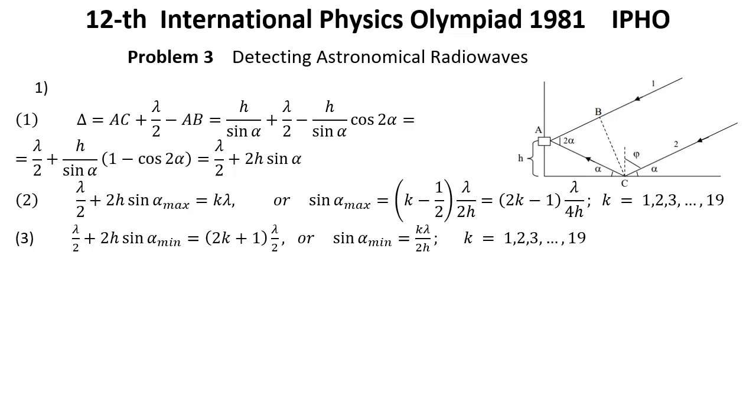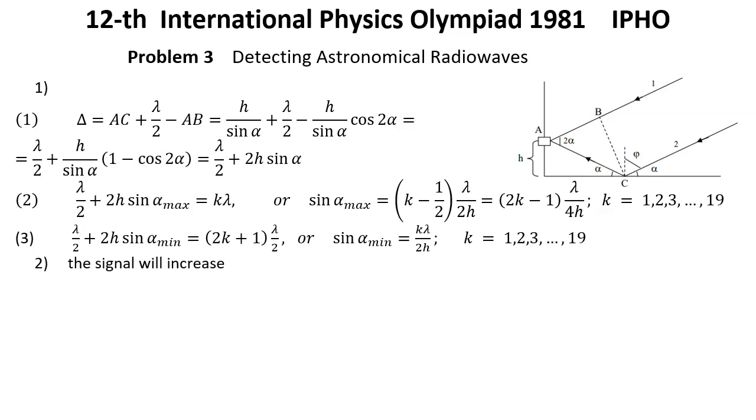Question number 2. Just after the rise of the star, the angular height alpha is 0. Therefore, the condition for an interference minimum is satisfied. By this reason, just after the rise of the star, the signal will increase. That was a solution for question number 2.